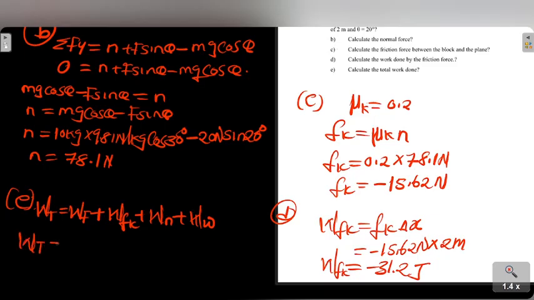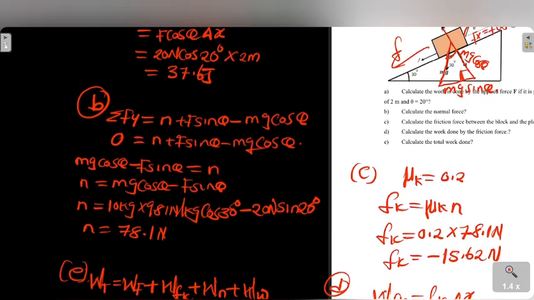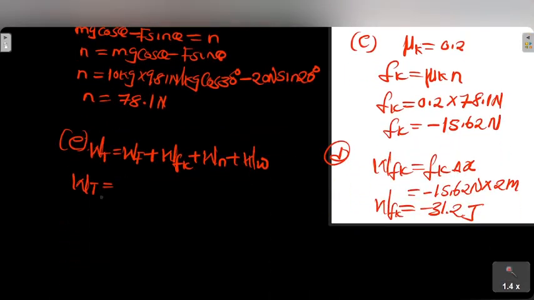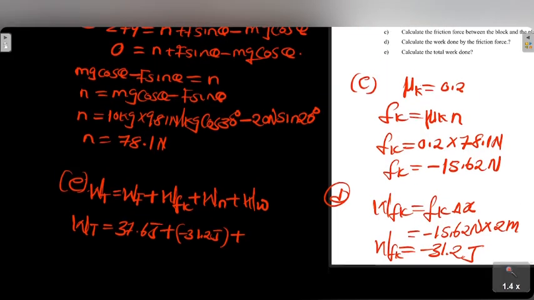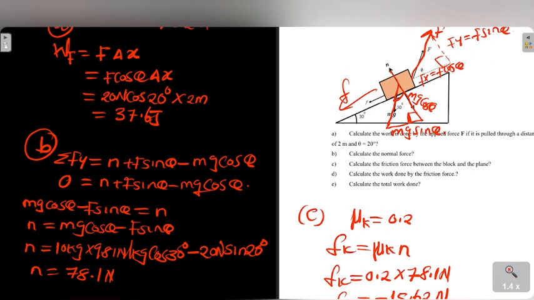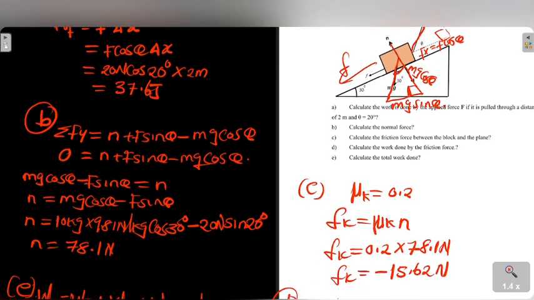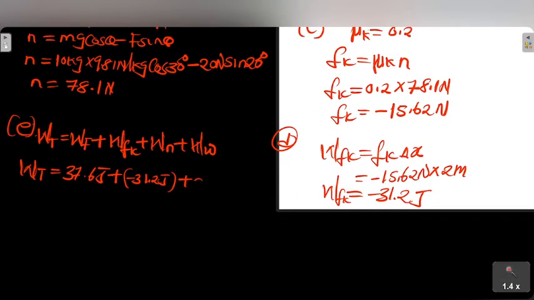So the total work done will be equal to the work done by the applied force. We found 37.6 joules. Then plus the work done by the friction force we found, that is negative 31.2 joules. Then the work done by the normal force, remember the normal force is the upward force, so in the y direction there won't be any movement, so the work done by the normal force, and also the work done by the gravitational force will be 0 since there's no movement. So 0 joules plus 0 joules.